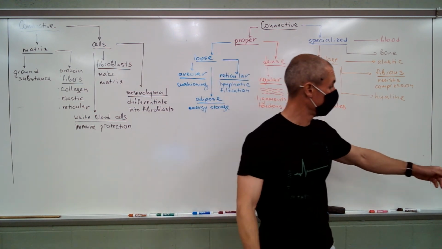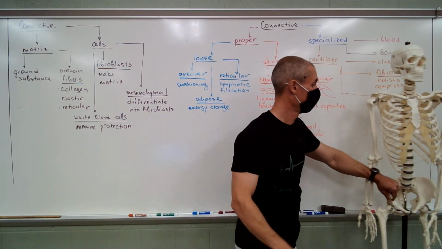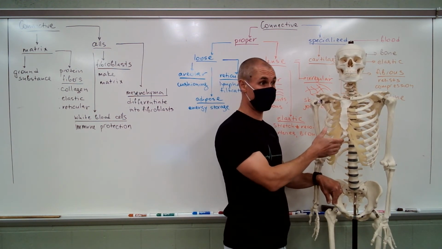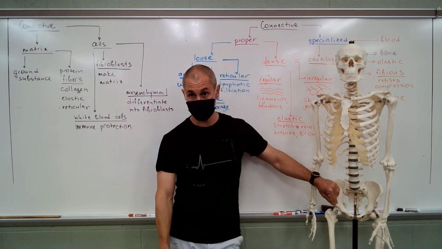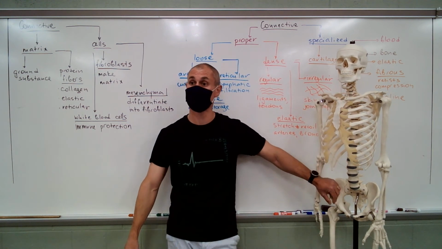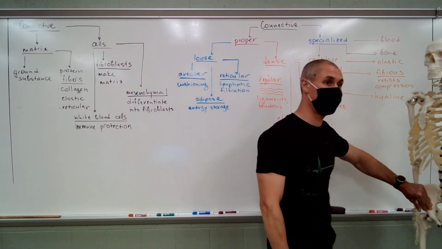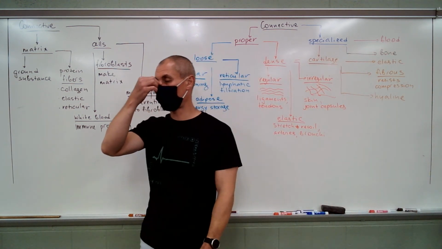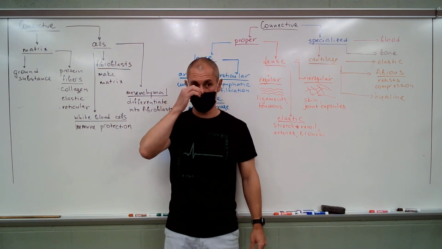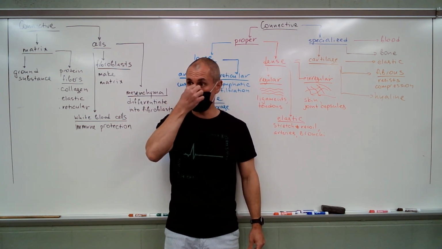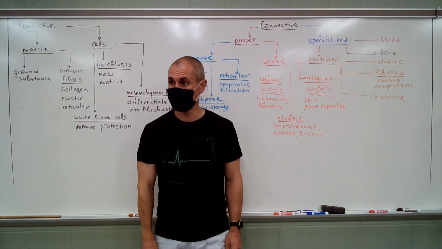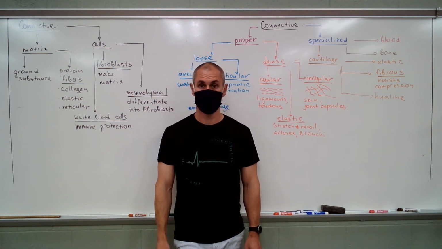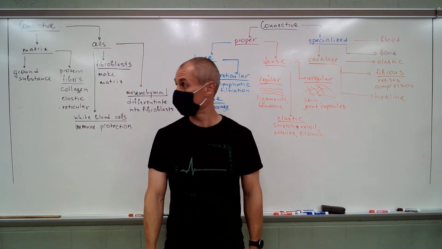For instance, the costal cartilage is hyaline cartilage. Ends of the bones are covered in hyaline cartilage. The part of your nasal septum right here, the one that's kind of bendable, that's hyaline cartilage. Question so far? That's your connective.